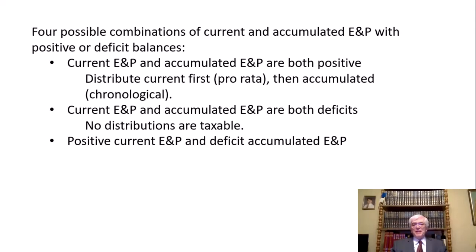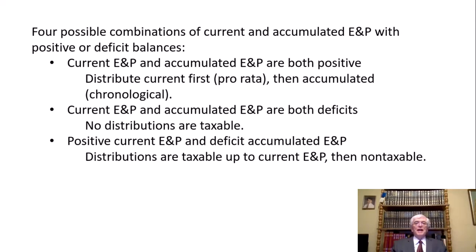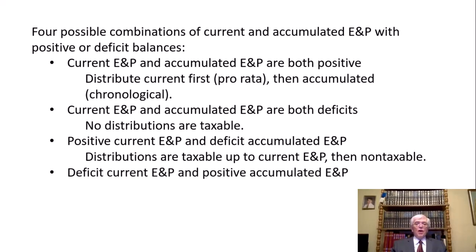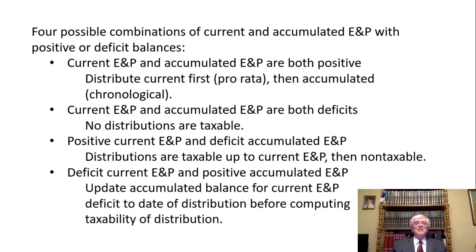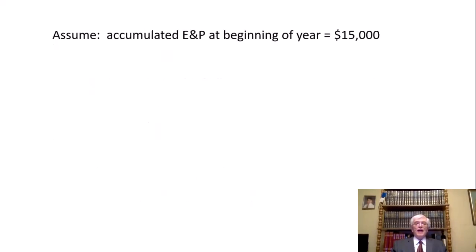Positive current E&P, deficit accumulated E&P, we saw that. That was our very first example where you distribute the current E&P pro rata to all distributions, and then everything after that is a non-dividend distribution. What's left is what we skipped over before, a deficit in current earnings and profits with a positive balance in accumulated earnings and profits. And this is the one where we update accumulated E&P as of the date of the distribution before computing the taxability of the distribution. So now let's do an example and show how that works.